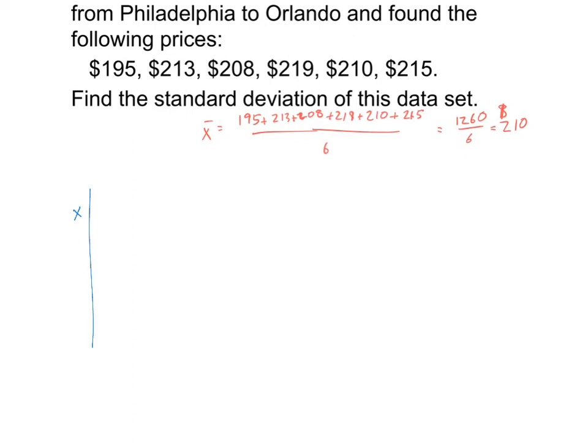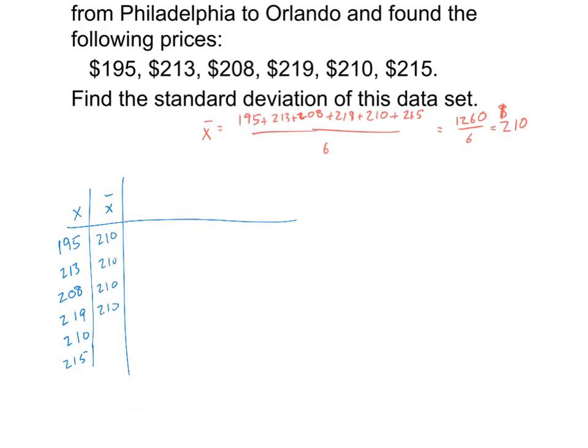First, the prices, my x's, are just listing out the 6 flights: 195, 213, 208, 219, 210, and 215. And I like to put a column where I just write down the mean as column 2. I could write that just 6 times over and over: 210. The reason for that is that in my third column, I'm going to have the deviation, x minus x bar. I write that out just to make sure that I subtract in the right order.